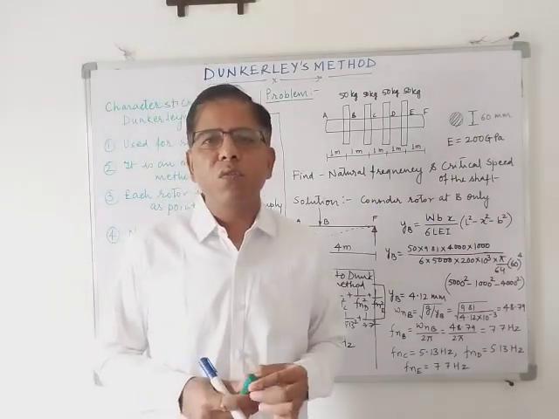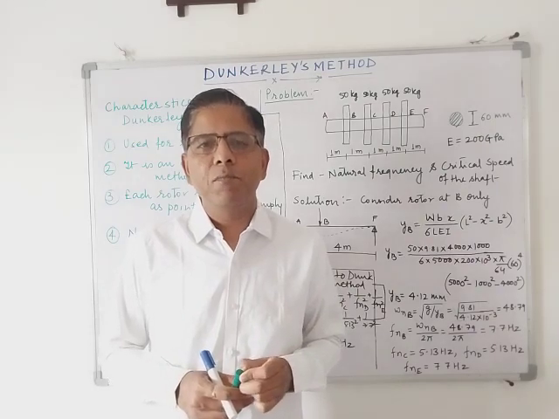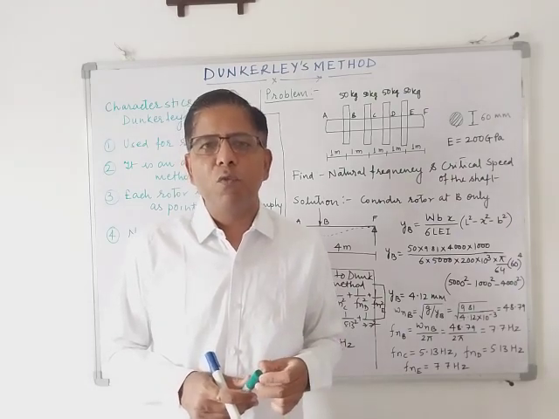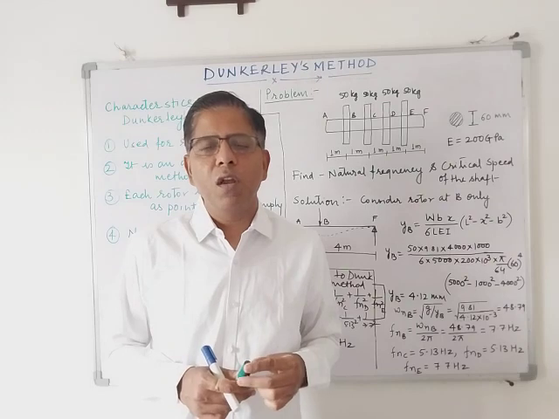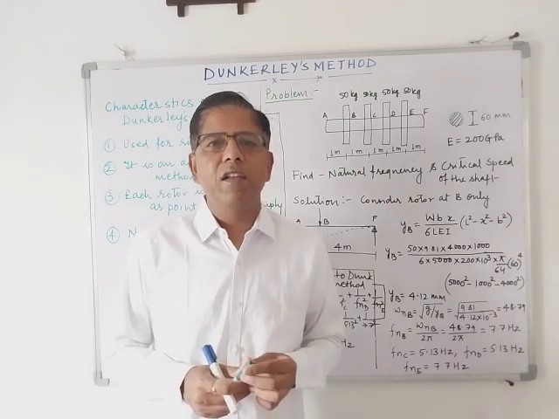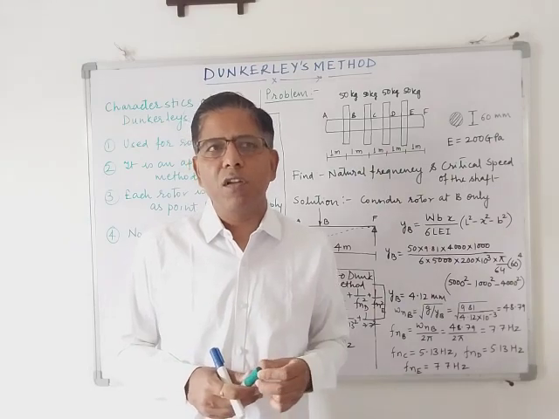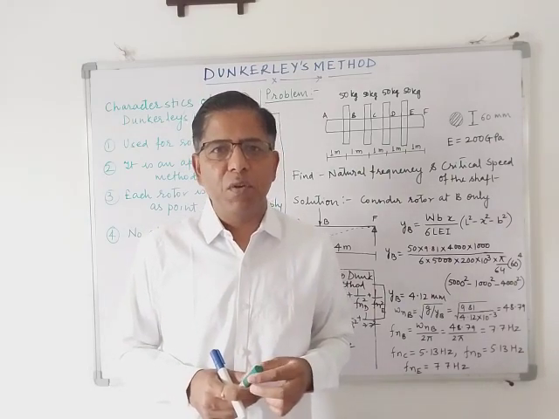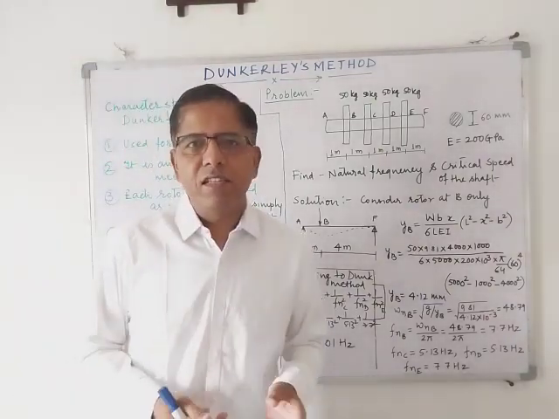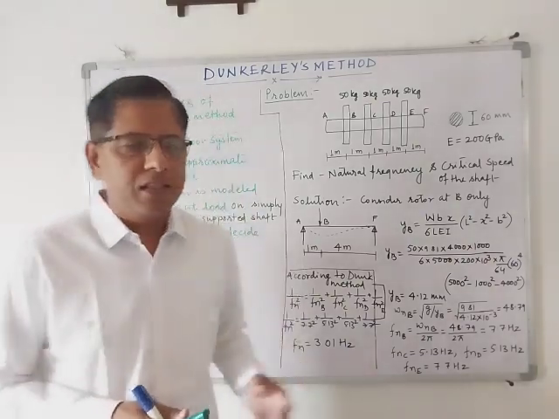And the number of rotors on the shaft determines the number of degrees of freedom of that particular system. If there are 3 rotors, then the degrees of freedom is 3. If there are 4 rotors on the shaft, then the degrees of freedom is 4. And that means that number of natural frequencies will be there in the system. If there are 3 rotors, there will be 3 natural frequencies. If there are 4 rotors, there will be 4 natural frequencies. So the number of rotors will decide the degrees of freedom: 3 rotors, 3 degrees of freedom, like that.